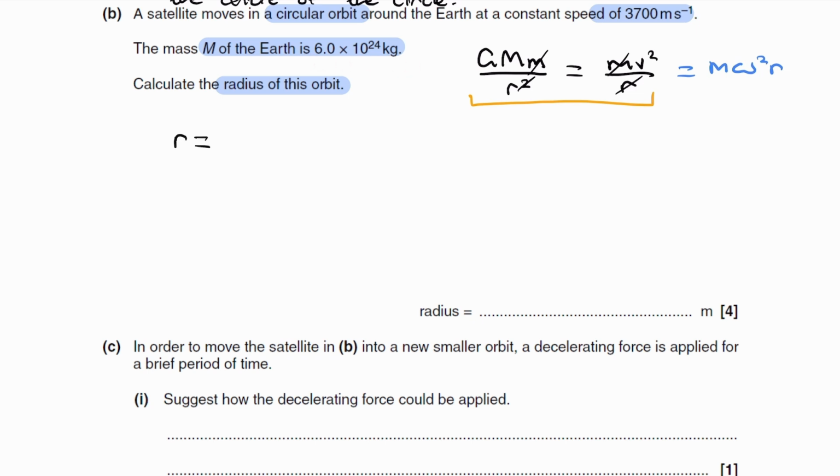So switch the r and the v squared, and we end up with r is equal to GM over v squared. Type this into the calculator, and we end up with 2.92 times 10 to the 7 meters.